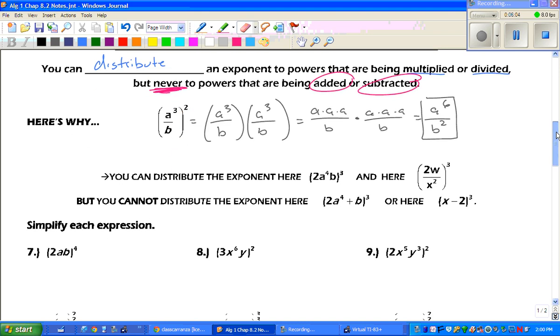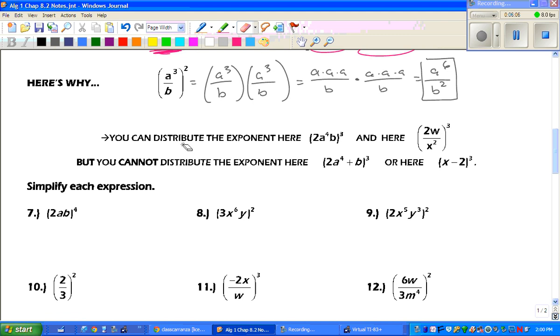So you can distribute the exponent here, in this example right here and here, because everything right there is multiplication or division. So, yay, we can do those. But here, we can't because of addition or subtraction. So we got to be careful with that.